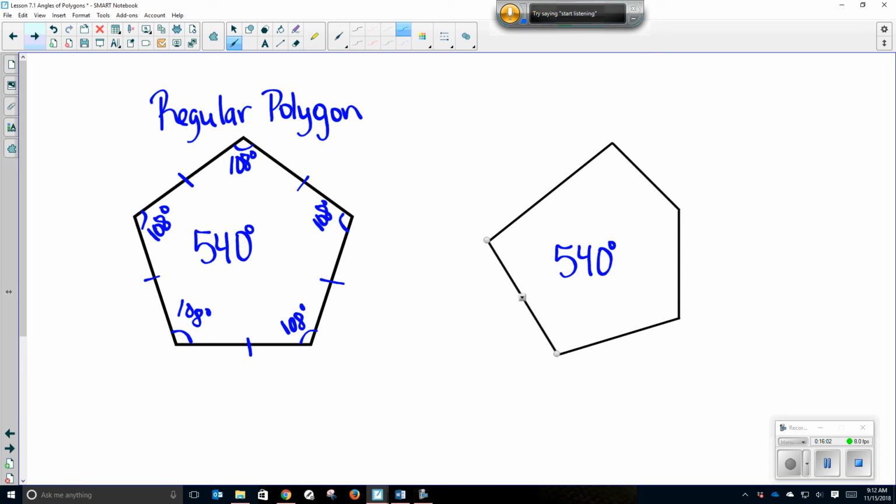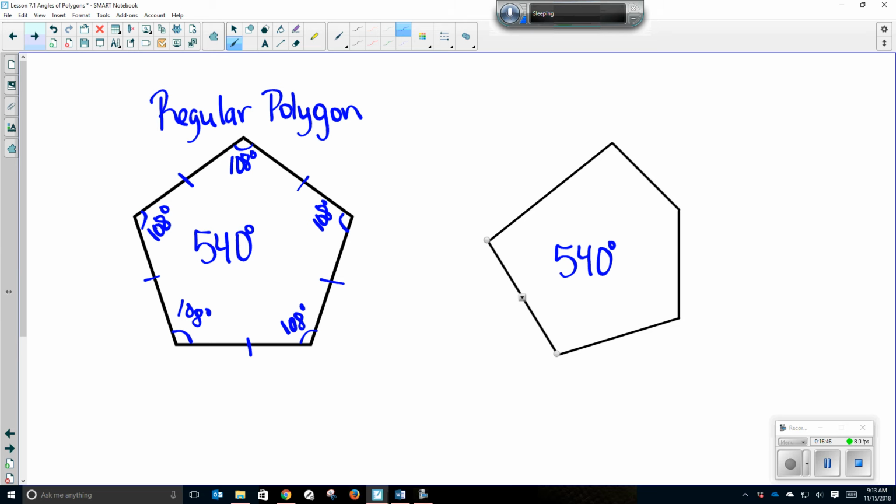But it doesn't matter if it's regular or irregular. The sum is always the same. It's the measure of each angle that would be different. So if I want to know the measure of one angle in a regular pentagon, all I have to do is take the sum and divide it by 5, the number of sides. So 540 divided by 5. If they're all the same measure, then I just take the sum and divide it by the number of sides, or the number of angles, which is the same, and I get the measure of each individual angle.